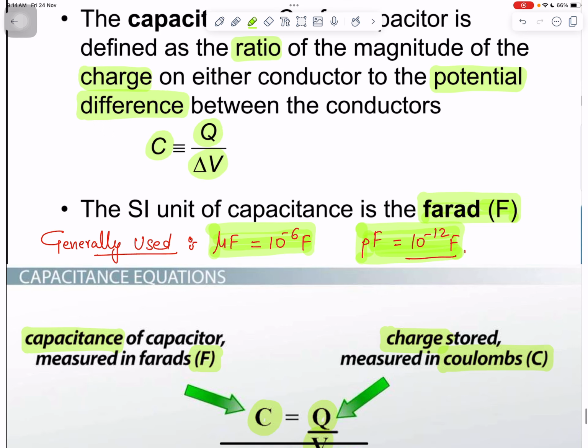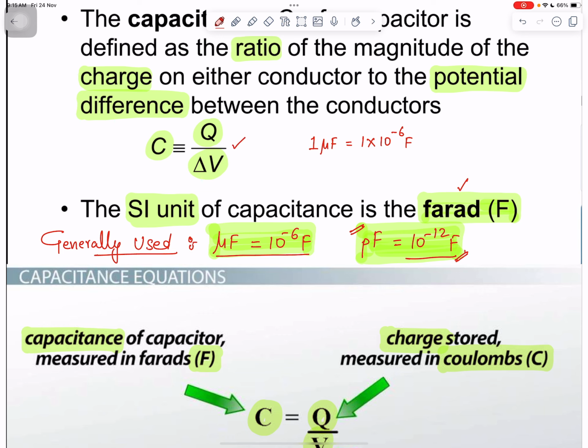Fine. Okay, second thing, the SI unit. What is the SI unit of the capacitance? That is the farad. But guys, which unit are we going to use in the exam? They will give you microfarad. So 1 microfarad, or they will give you 5 microfarad. What does it mean? 1 multiplied by 10 raised to power negative 6 farad. Clear? Similarly, they can give you values in picofarad.